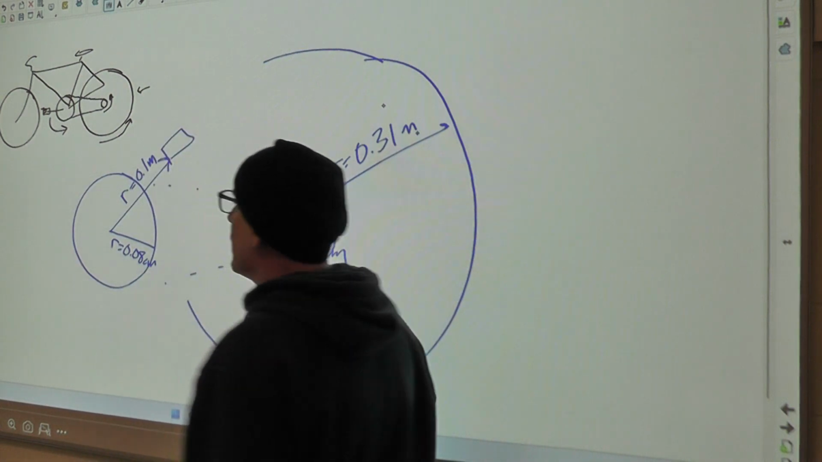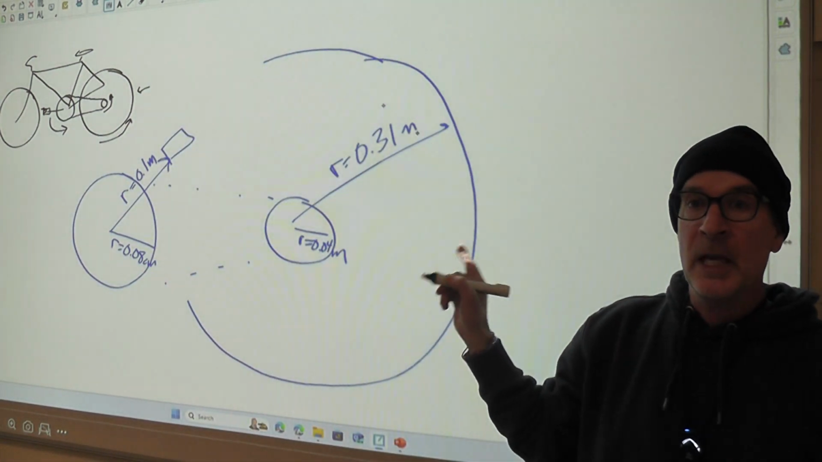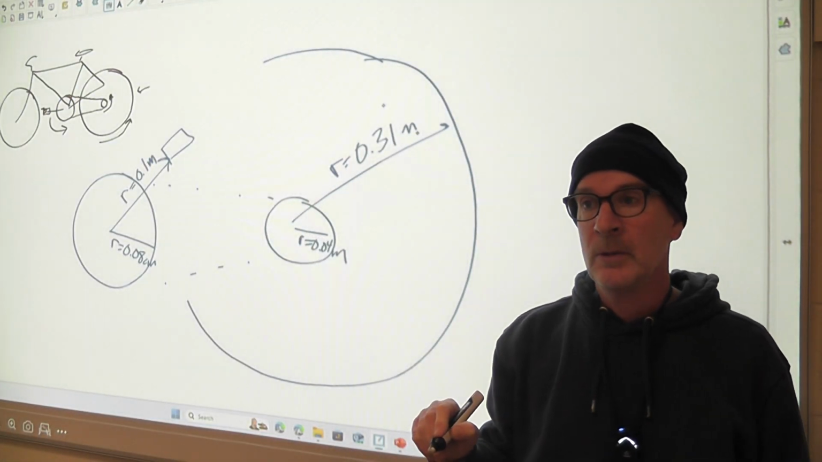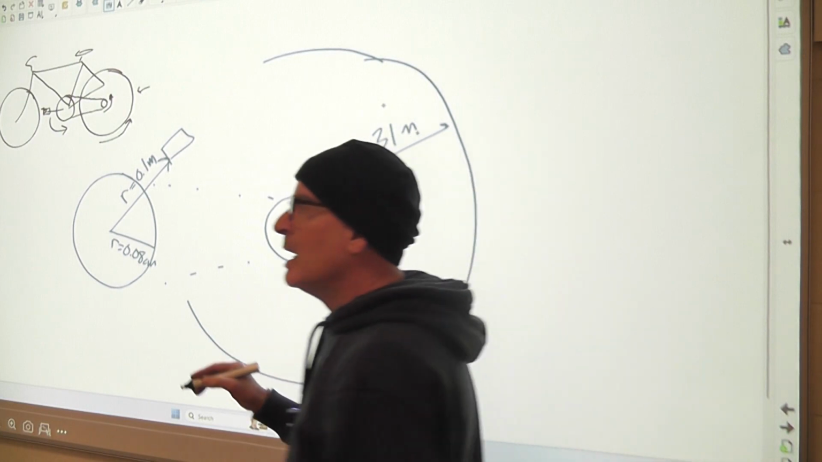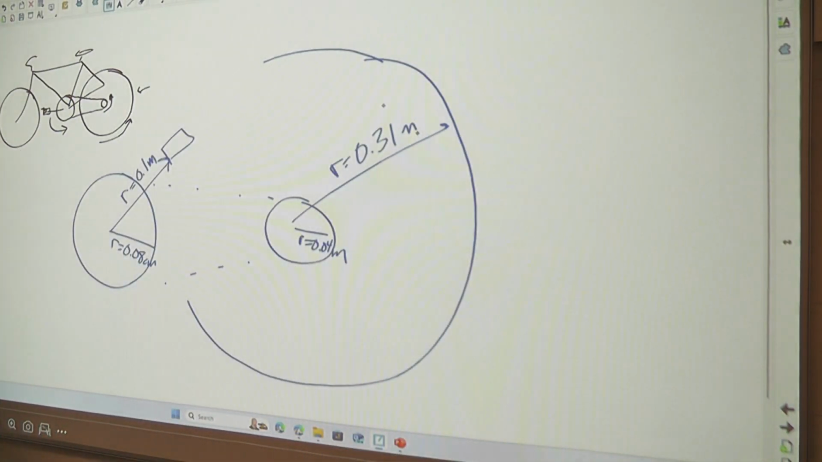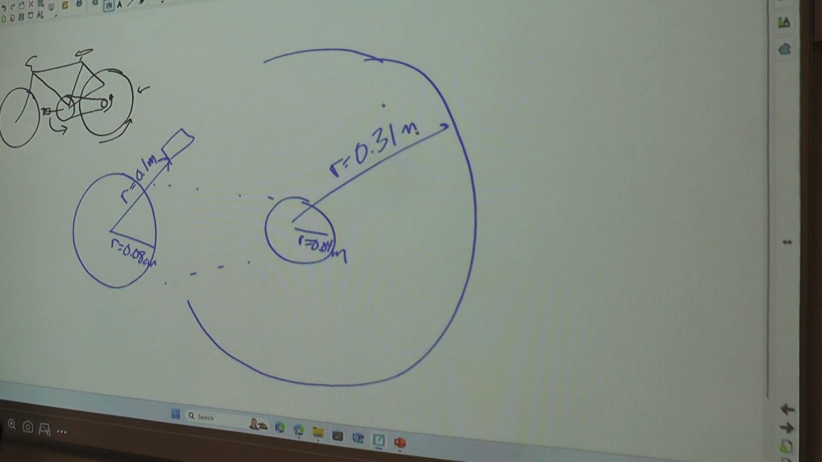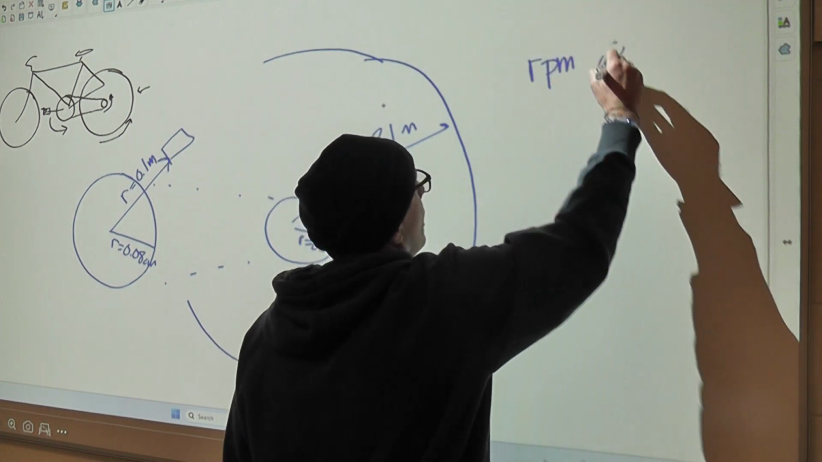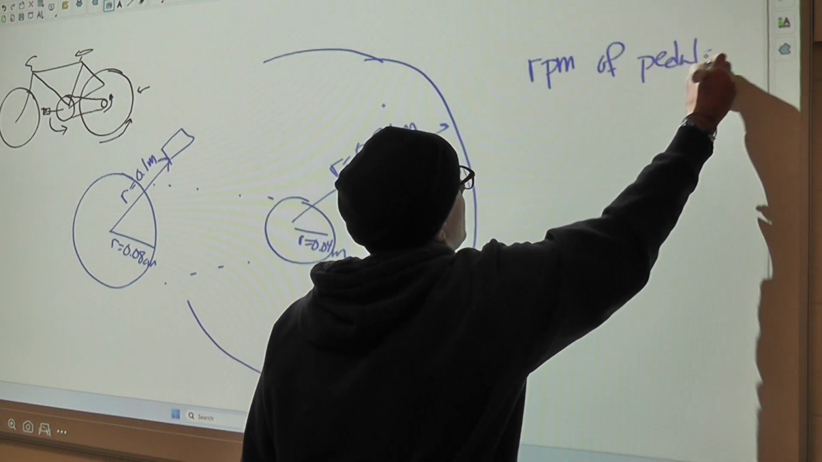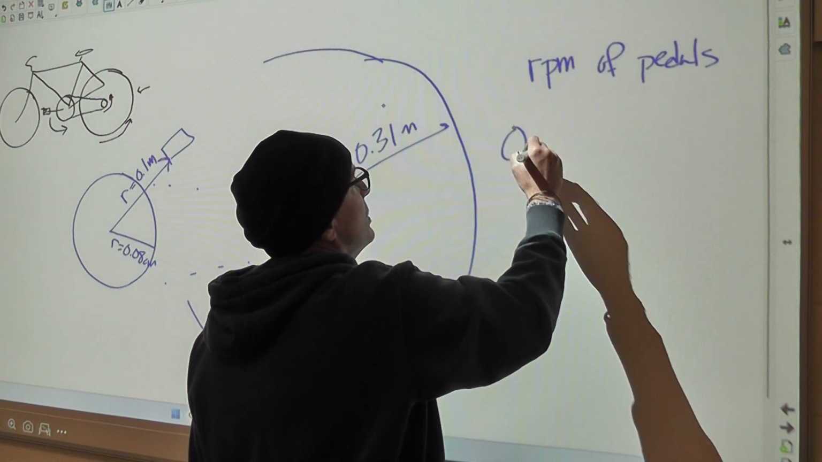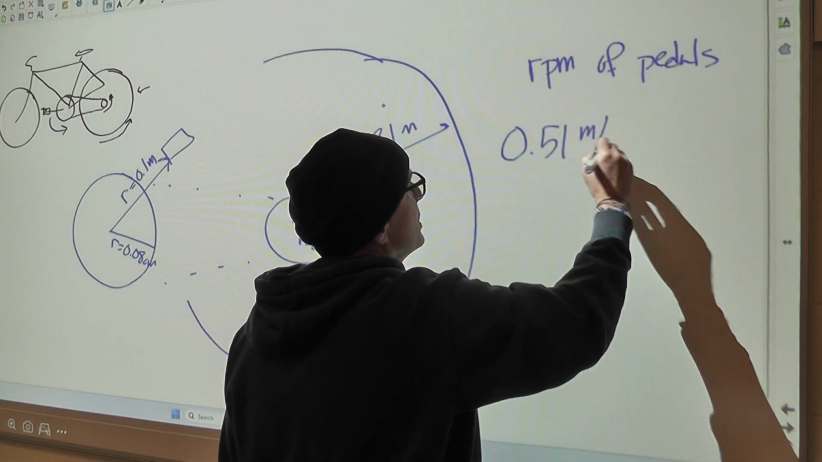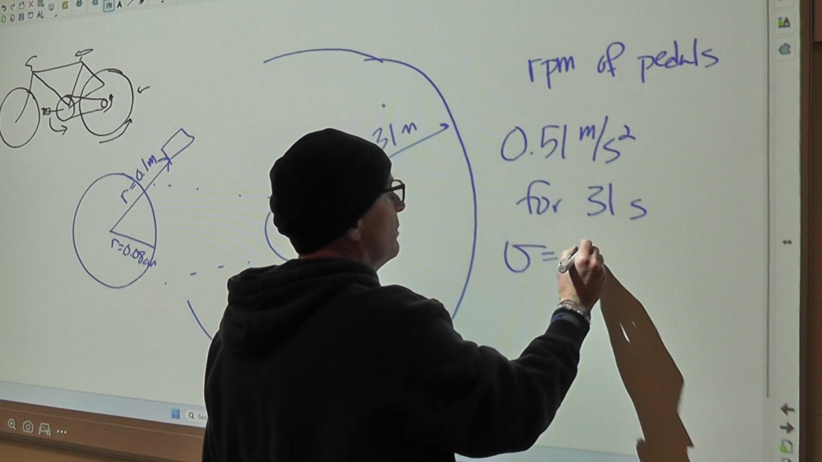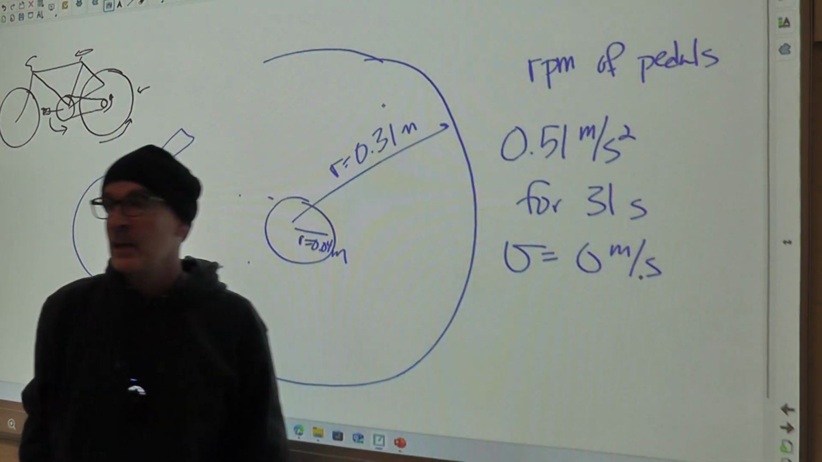Then you want to be able to tell me how far this bike will go if I pedal once all the way around. Forget about coasting, right? No coasting. And this is the same thing that we just did. And you ought to be able to answer a question like, what will the RPM be of your pedals if your bike accelerates at 0.51 meters per second squared for 31 seconds with an initial velocity of being at rest?